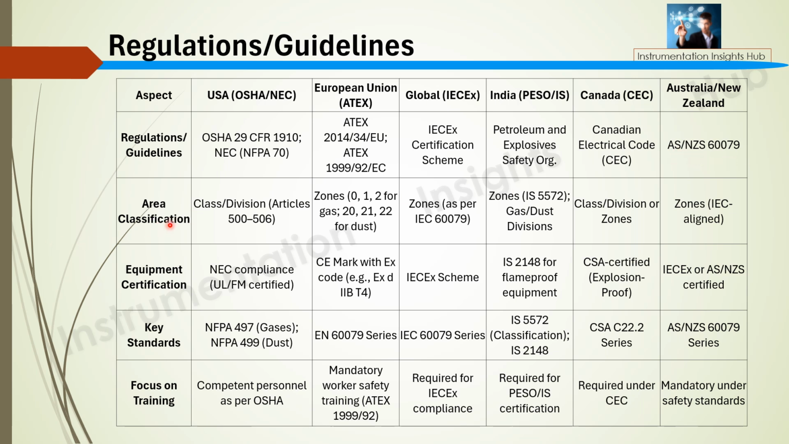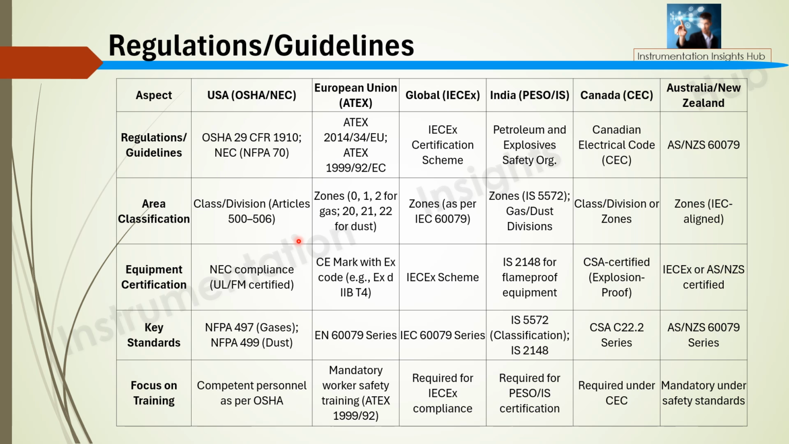So area classification according to their guidelines is different across all the continents. Like in the USA, class division is more in practice, and in Europe, globally, and in India, we follow somewhat ATEX certification, so only zones apply. All right. In Canada and Australia, class division is more in practice.